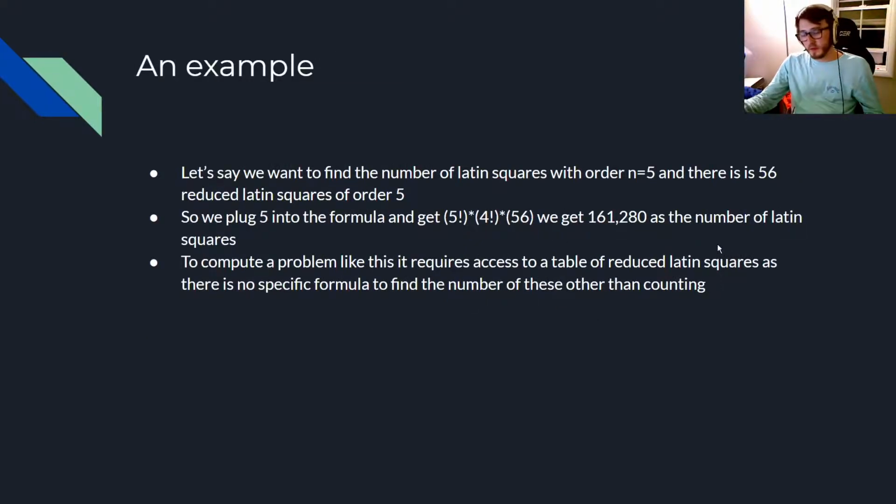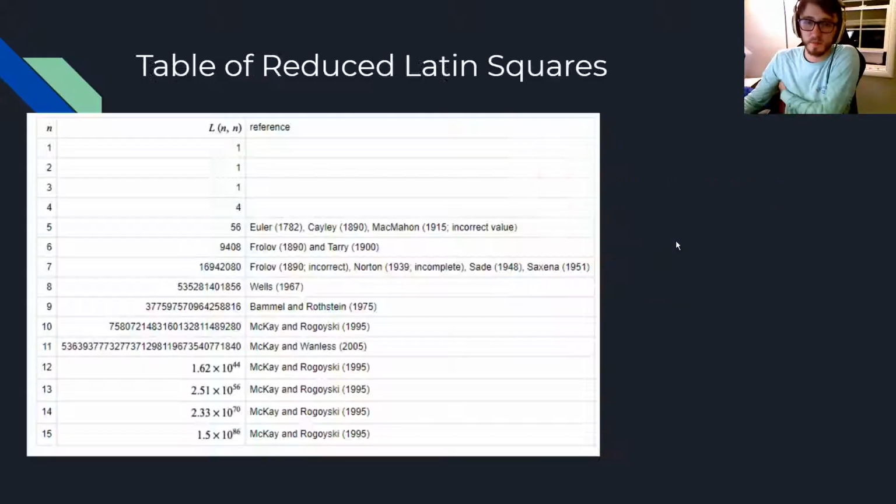So let's get into a brief example to get a visual for this. Let's say we wanted to find the number of Latin squares with order n equals 5, and there are 56 reduced Latin squares of order 5. If we plug 5 into the formula, we get 5 factorial multiplied by 4 factorial multiplied by 56. We get 161,280 as the number of possible Latin squares. To compute a problem like this, it requires access to a table of reduced Latin squares, as there is no specific formula to find the number of these other than counting.